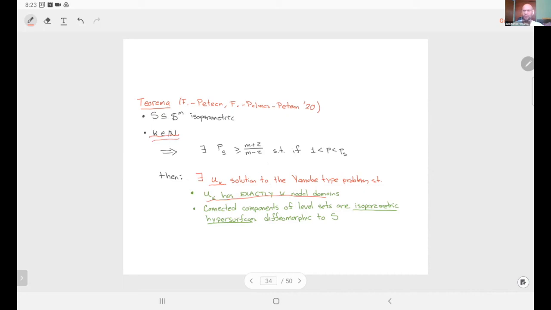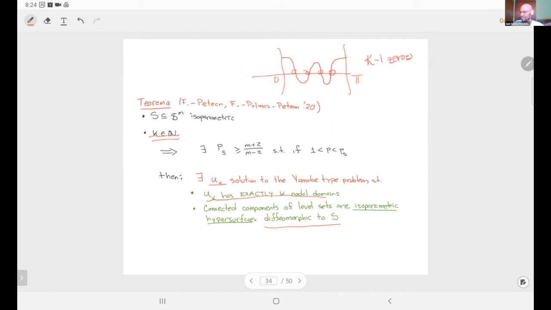And also the connected components of the level sets are all isoparametric hypersurfaces, and they are all diffeomorphic to S. Actually, they are what is called parallel: you only translate your manifold in a normal direction. So you're prescribing the geometry of the solutions, and also the qualitative behavior in terms of the number of nodal domains. What is the trick behind this? We reduce to an ODE. We are considering an ODE here on (0, pi), and we are looking for solutions having exactly k minus 1 zeros.